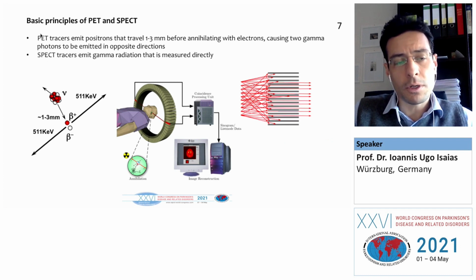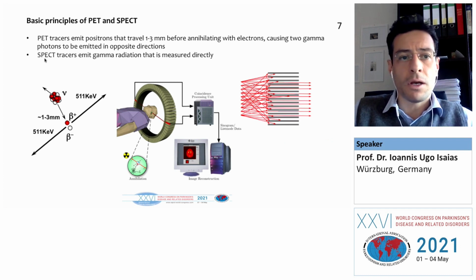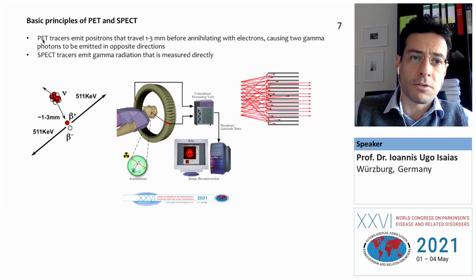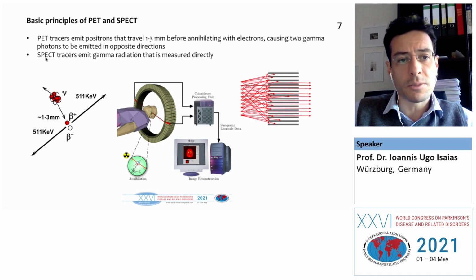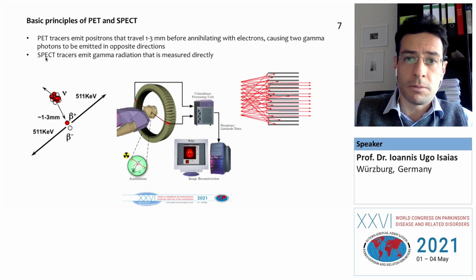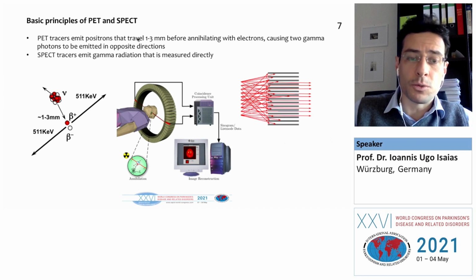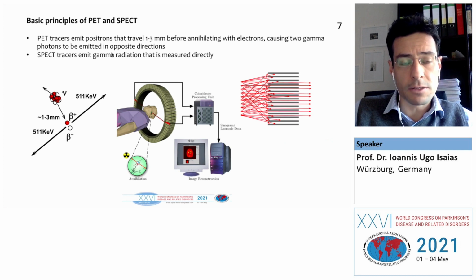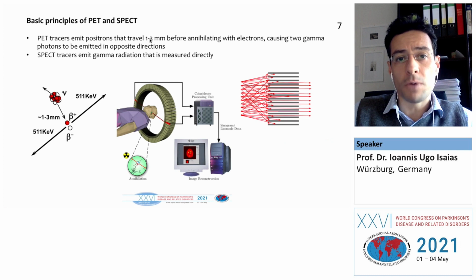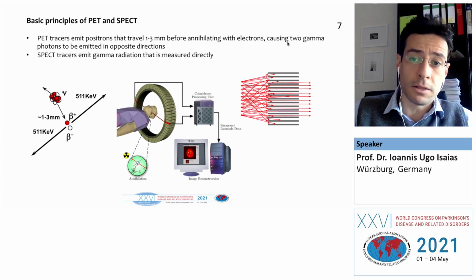There are two possible studies. One is called PET, positron emission tomography, and the other one is SPECT, single photon emission computed tomography. The difference is related to the kind of machines, but also the ligands that we can use. PET tracers emit positrons that travel 1 to 3 millimeters before annihilating with electrons and therefore causing 2 gamma photons that are emitted in opposite directions.